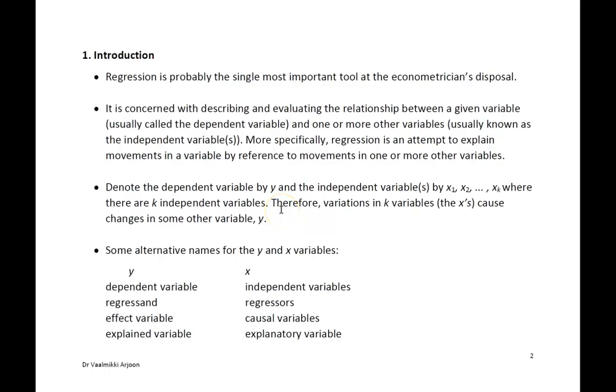Now we have to pay attention to the terminology here. Y is called the dependent variable, because we want to know what is the effect of several other variables, the x variables, on y. So y is known as a dependent variable. It's also known as a regressand, the effect variable or the explained variable. X is known as the independent variables, the regressors, the causal variable or the explanatory variable. Okay, so we're looking at how the behavior of x explains the behavior of y, or how changes in x explain changes in y.